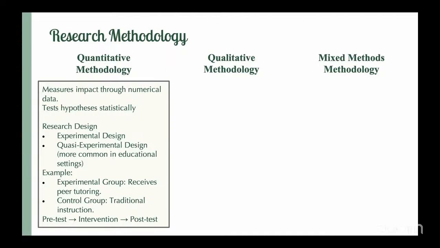So, quantitative, numerical data, as I said. Hypothesis. When we talk of hypothesis, it is something that is directly related to quantitative methodology because we test them statistically. Then comes the research design. As I spoke to you, experimental design, quasi-experimental design. Usually in educational settings, we use quasi-experimental design because it does not have a direct random sampling.